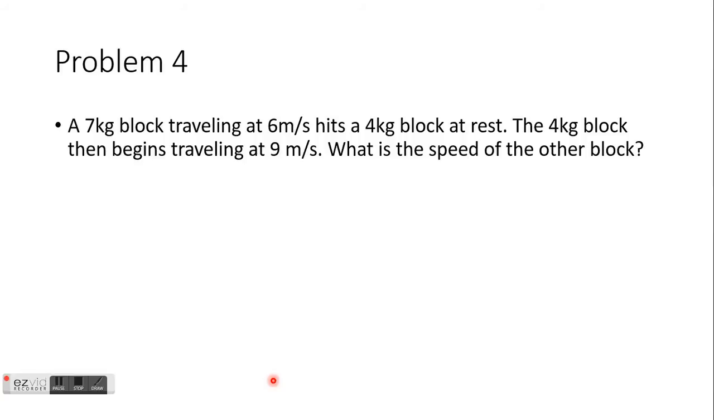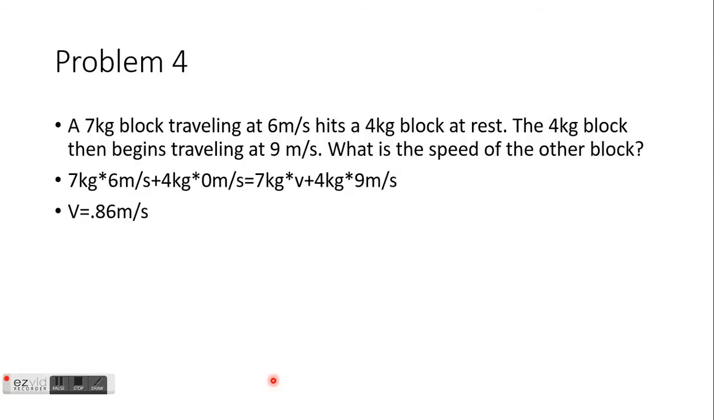So we can set the initial and final momentums equal, and we'd say that 7 kilograms times 6 meters per second plus 4 kilograms times 0 meters per second is equal to 7 kilograms times V plus 4 kilograms times 9 meters per second. And solving for V, we would get that V is 0.86 meters per second. So there you go. That's how you'd solve a partially inelastic collision.